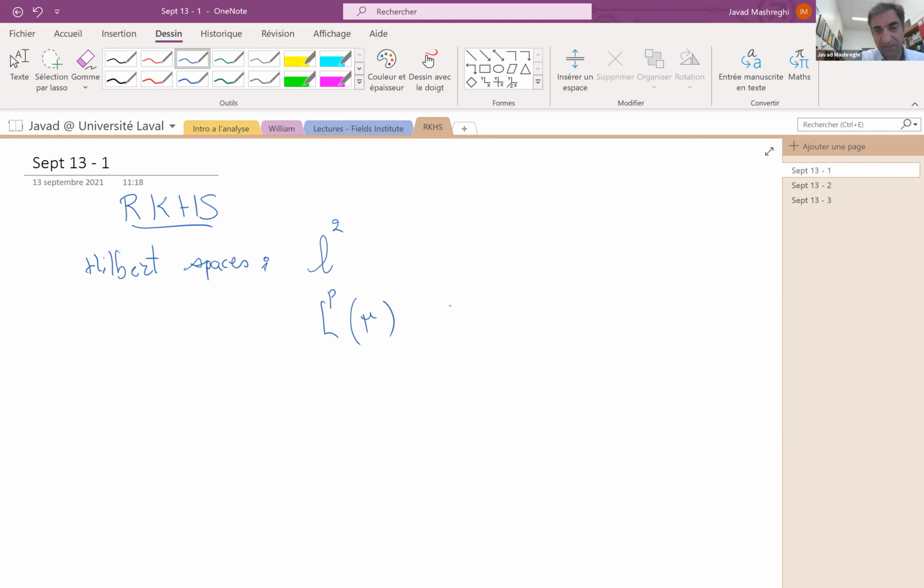LP of mu, the Lebesgue spaces, in particular for p equal to 2, L2 is a Hilbert space. Again, it's a deep theorem. It's not something trivial that L2 of mu is a complete inner product space. So in our terminology, it's a Hilbert space. And that indeed was one of the main reasons the theory of Lebesgue succeeded. His spaces, LP spaces, are complete.